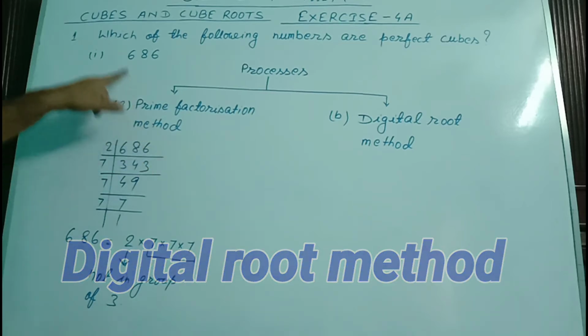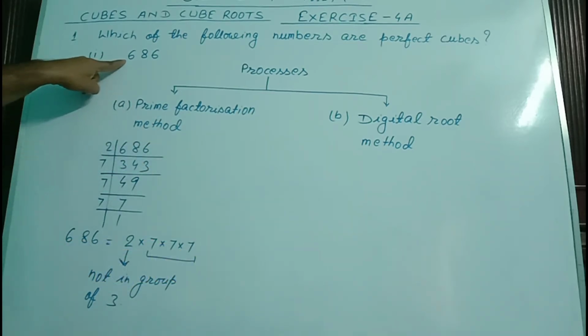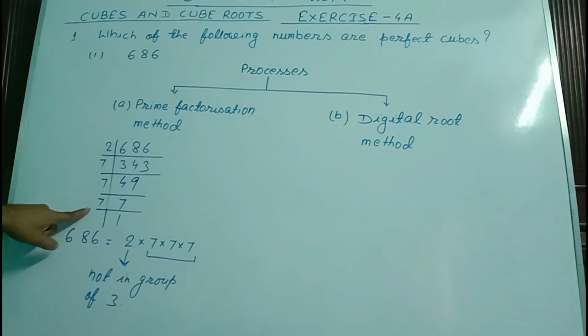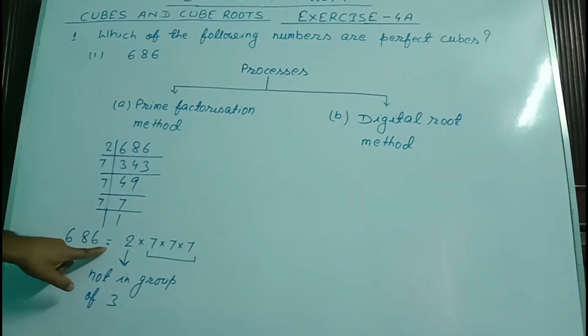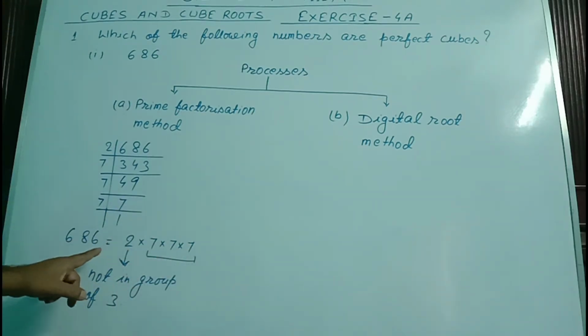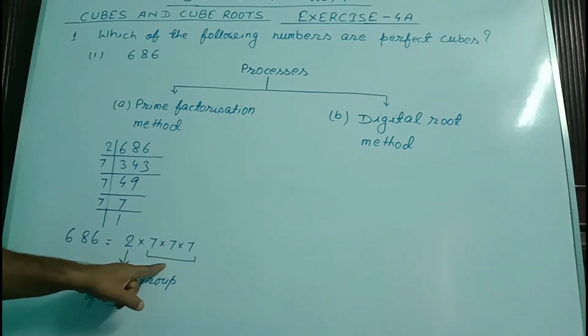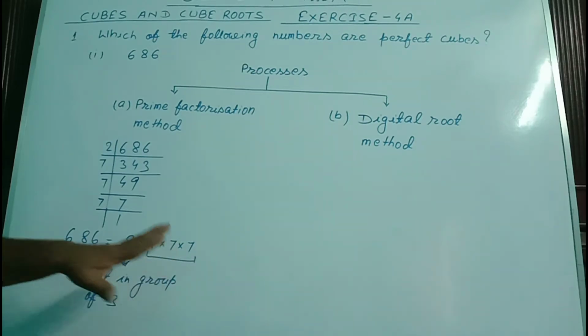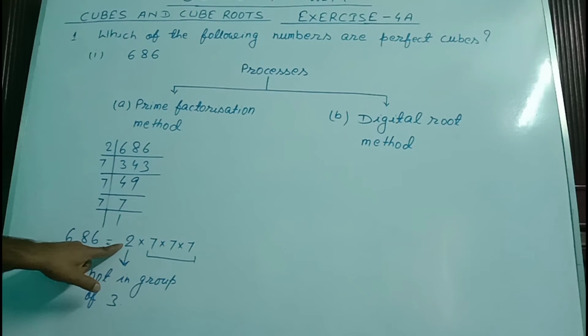In this process, we find the prime factors of 686 in this way. We got the prime factors of 686 as 2 into 7 into 7 into 7. Now this 7 appears 3 times, so for 7 we don't have any problem. But this 2 is not appearing 3 times. It should also appear 3 times. Then we will say 686 is the perfect cube.